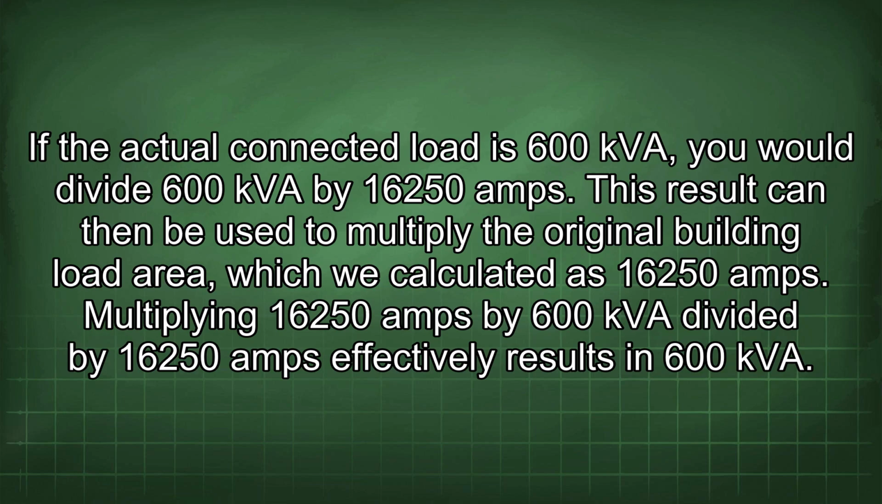16,250 amps. This result can then be used to multiply the original building load area, which we calculated as 16,250 amps. Multiplying 16,250 amps by 600 kVA divided by 16,250 amps effectively results in 600 kVA.